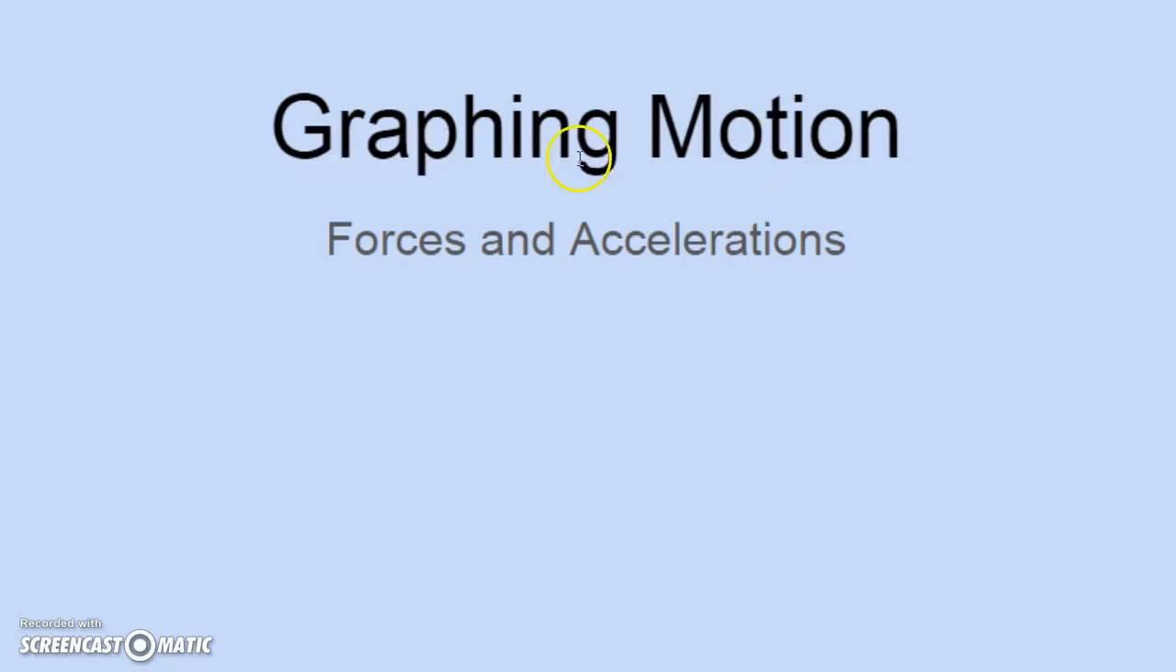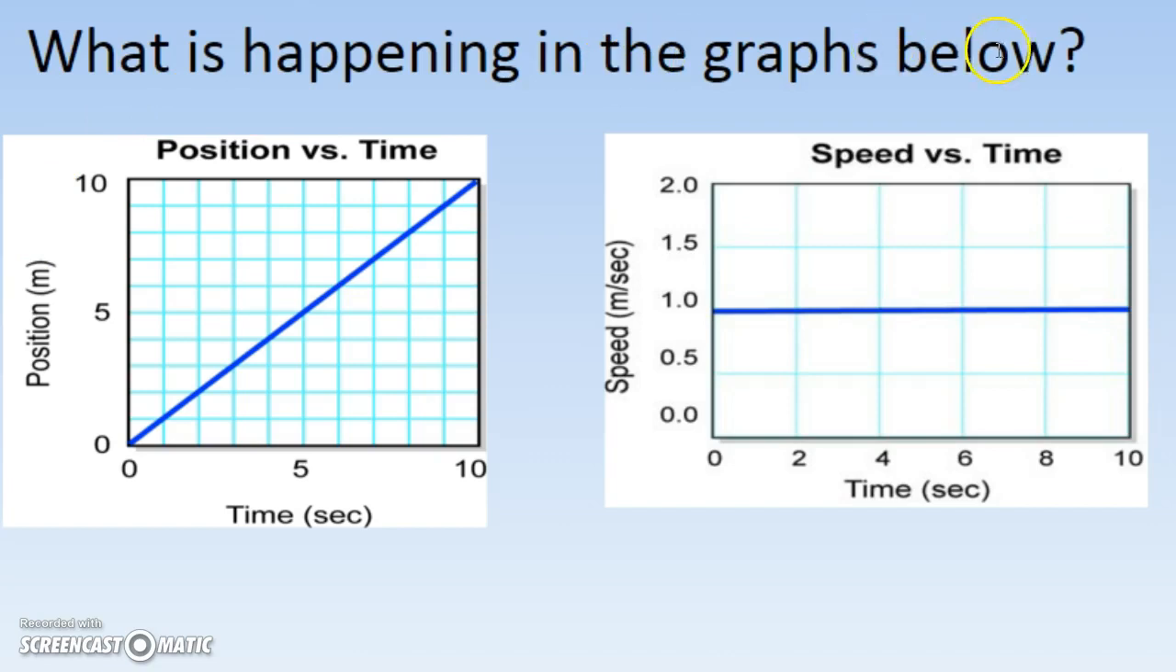This lecture is going to be on graphing motion. We're going to look at how forces are directly proportional to accelerations, and we're going to be able to start making general comments to say that if an object is accelerating, there must be a net force present. So here we go. What is happening in the graphs below?